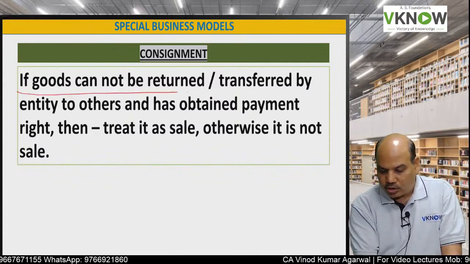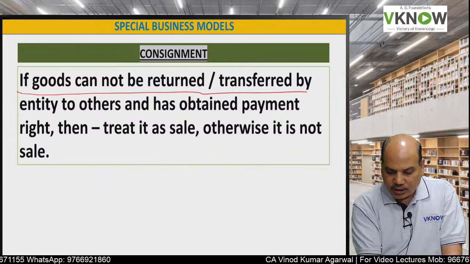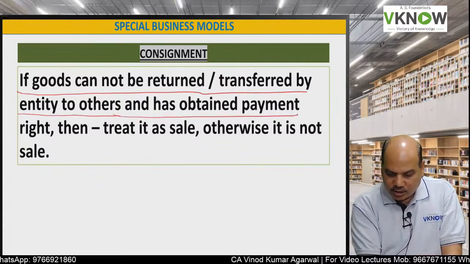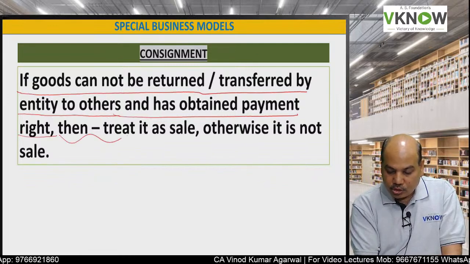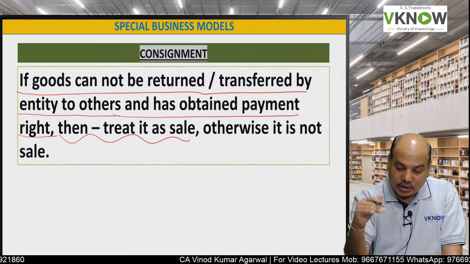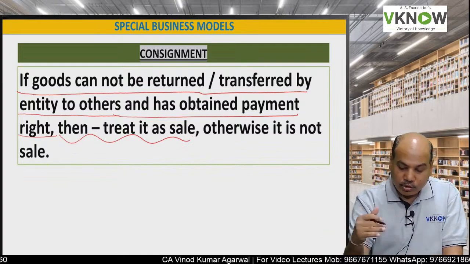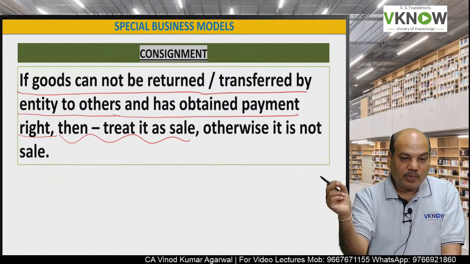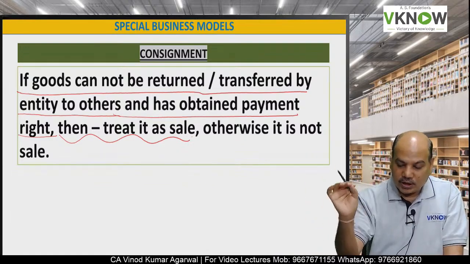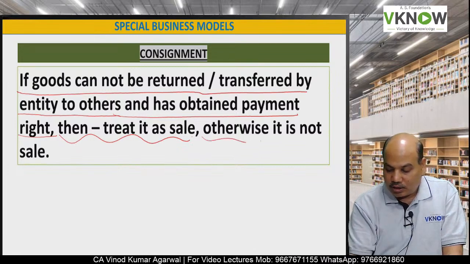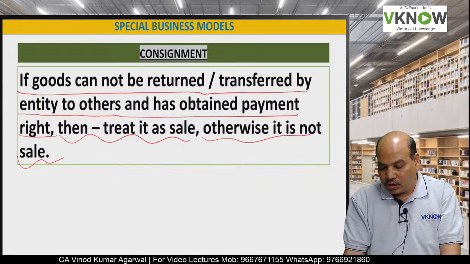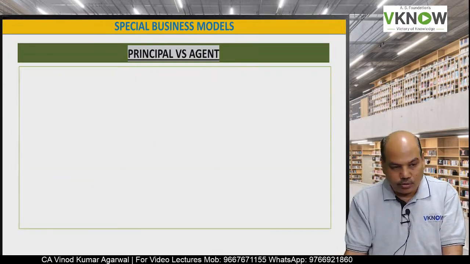If the goods cannot be returned or transferred by the entity to others and it has obtained a payment right, then we will call it a sale. But if the other party can return the goods, can transfer the goods, and will make payment only after he has sold the goods to another party, then it is a consignment arrangement and revenue will not be recognized until the consignee sells the goods.